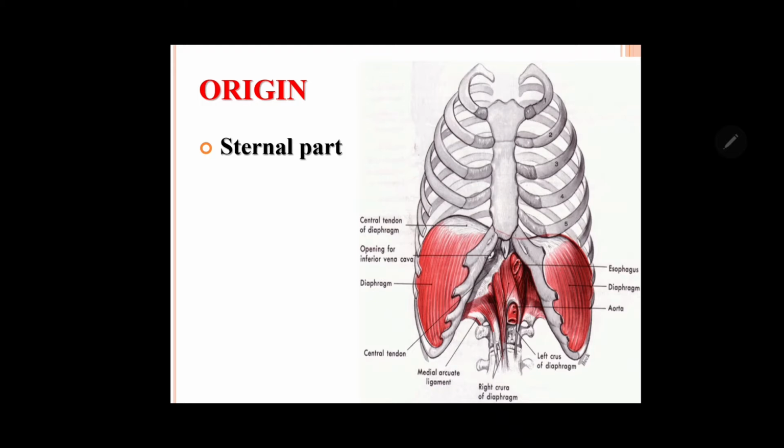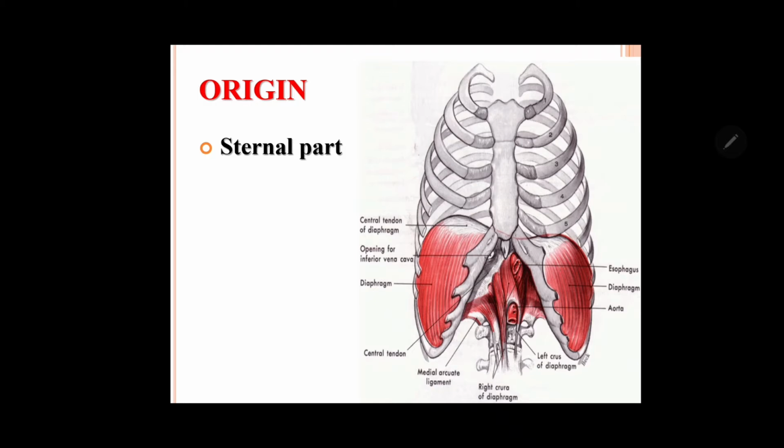So coming to the lumbar involvement. I told you it takes origin from the lumbar vertebrae as two crura. That is the right crus, and here is the left crus. Right crus and left crus, you can notice here.